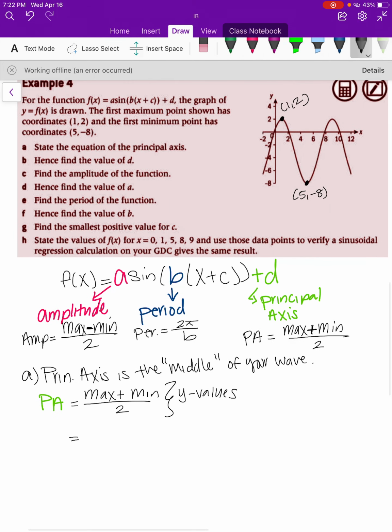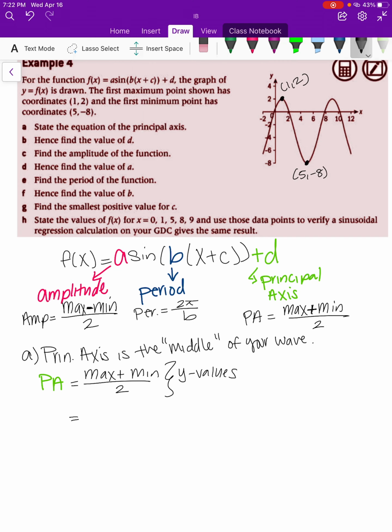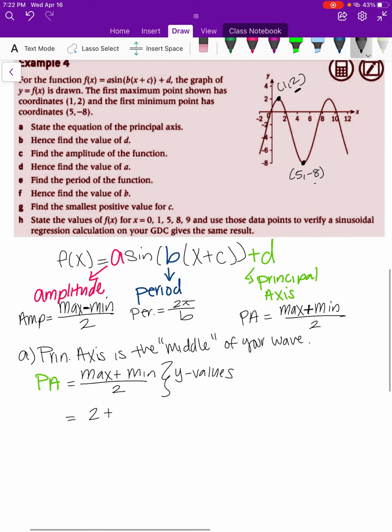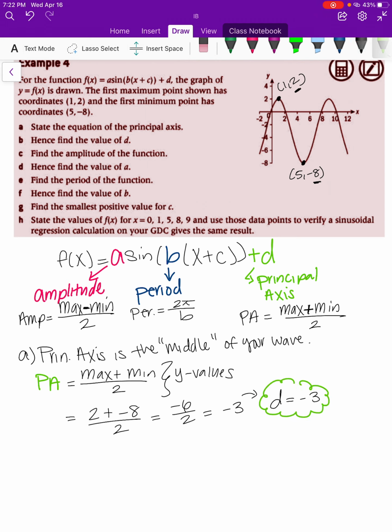So we're going to look here and we're going to say, okay, well, the y coordinate of my maximum is 2. So 2 plus, and the y value of my minimum value is -8. So I'm going to have 2 plus -8. And 2 plus -8 is -6, which is just going to give me -3. This is going to be the d value that I'm going to plug into my formula.